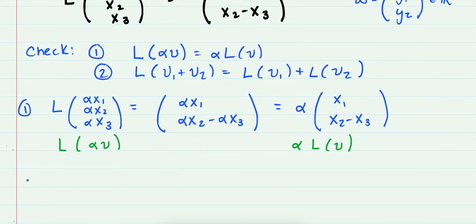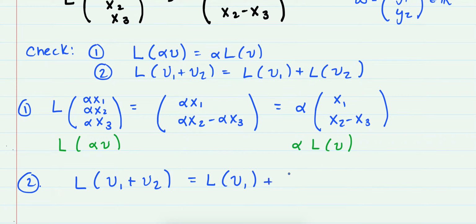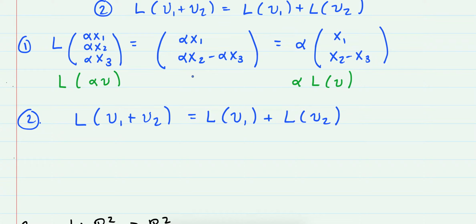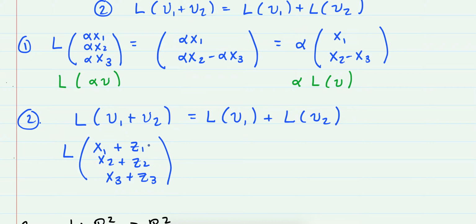So I'm going to put 1 here, 2 here. I need to check that if I add two vectors in V, it's the same thing as adding their mappings in W. So we need to call this vector something. I'm going to call this vector x1, x2, x3. You can call it y1, y2, y3. I'm going to say z. So let's say that this is L of x1 plus z1, x2 plus z2, x3 plus z3. And that's because when we're in R3, that's how we add two vectors. We just add their corresponding entries.